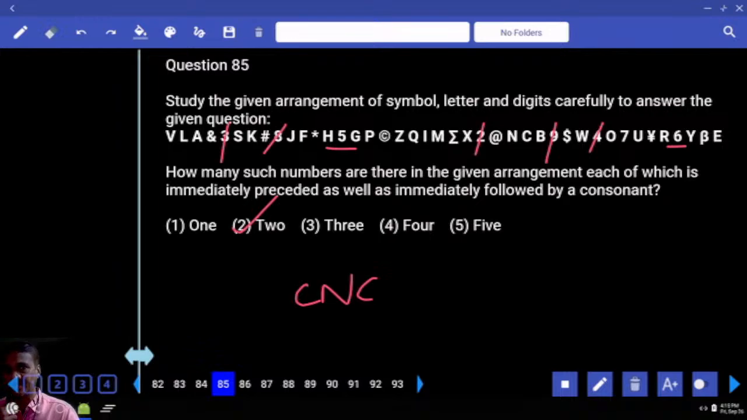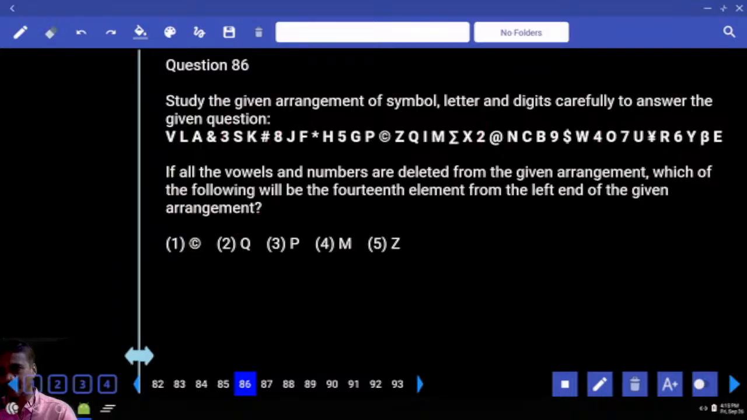85. The next one, coming to question number 86. All the vowels and numbers are deleted. What are deleted? Vowels and numbers. All the vowels as well as numbers are deleted.